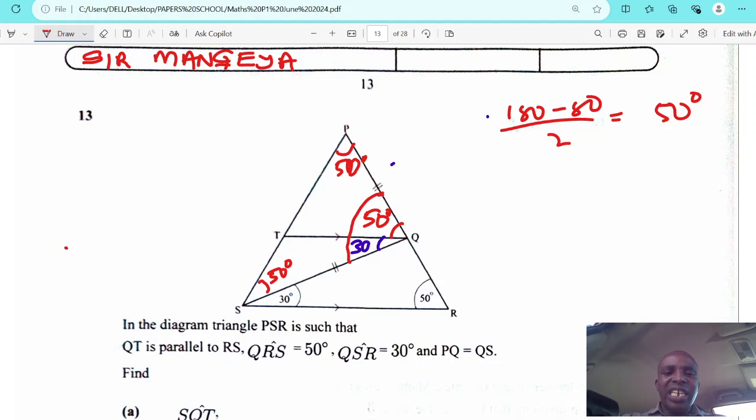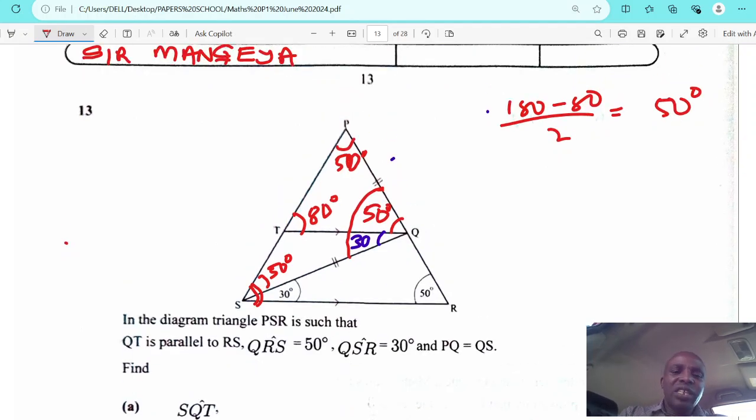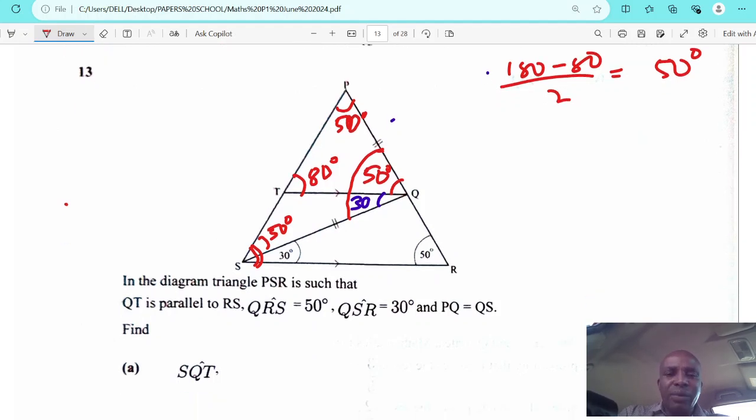Done. Right. Now to find angle at T, let me find all the angles. Angle at T is equal to this whole angle at S. Why? They are corresponding angles. So 50 plus 30 is 80. So this angle is 80. Reason: corresponding angles. So you have to be writing these reasons that I am talking about. You have to write them down, to show why you are saying maybe this angle is this size. So write the reasons, please.